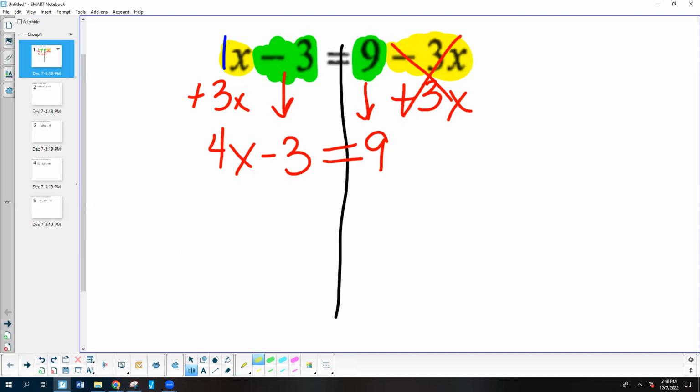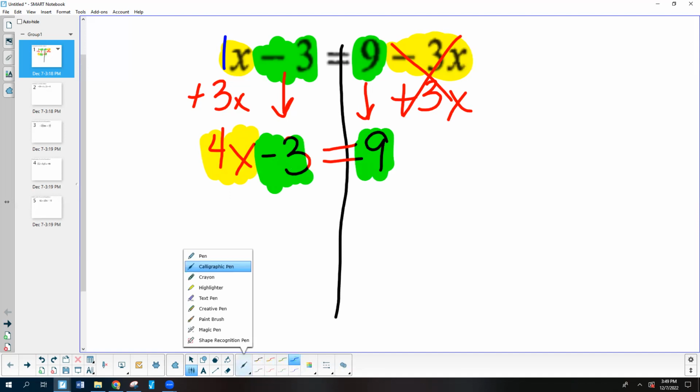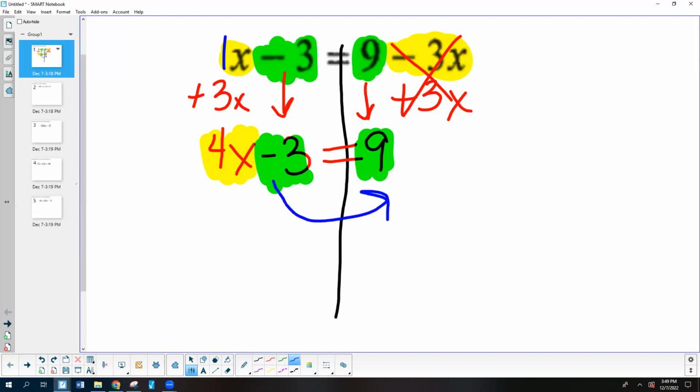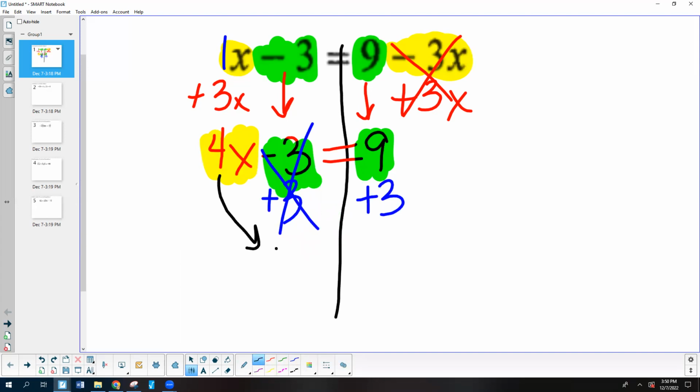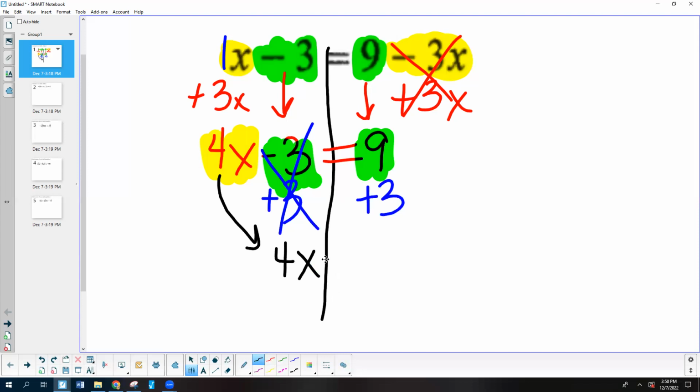Notice now that all of our variables are on one side and we've got constants on either side of the equal sign. We want to move everything that is a constant to the opposite side of our variable side. So we're going to do the opposite of a -3, which is to add 3 to both sides. So -3 plus 3 cancels. We're going to have 4x equals, sorry guys, 9 plus 3 is going to give me 12.